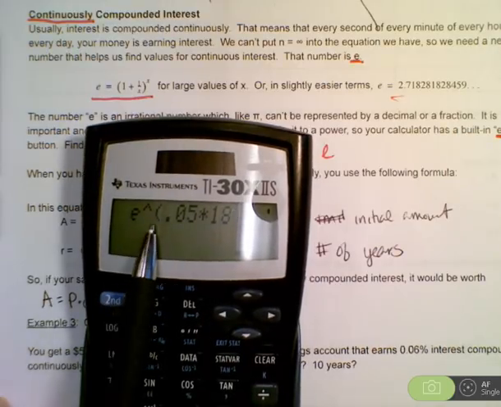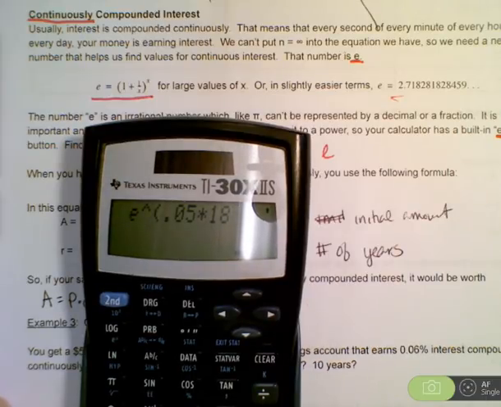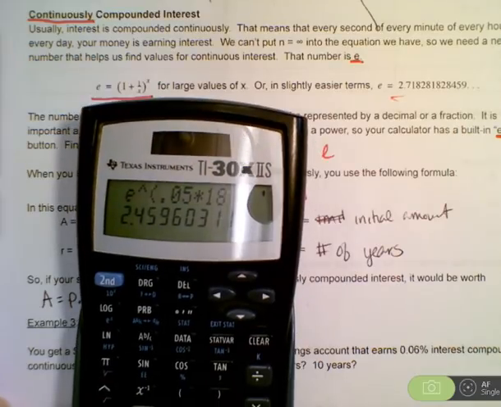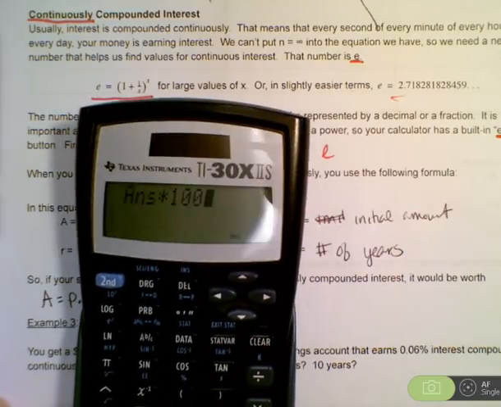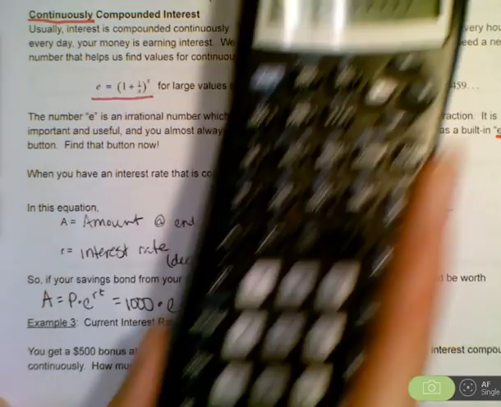Notice there's parentheses at the beginning of the 0.05 times 18. Those didn't show up. You'd want to hit the parenthesis key before you did that. And I get that. So I want to take that and multiply it now by 1,000. And when I do that, I get 2459.60.